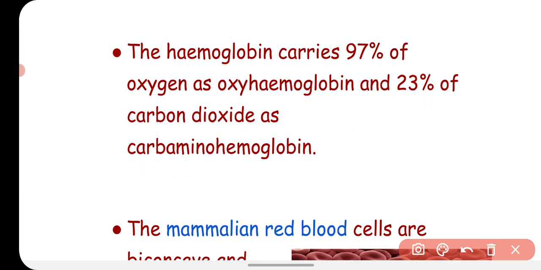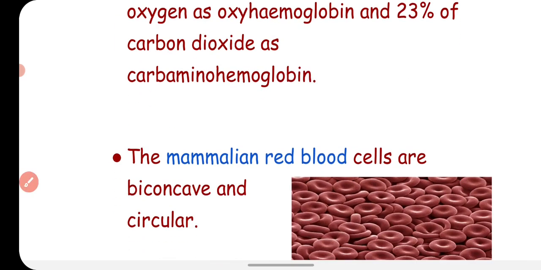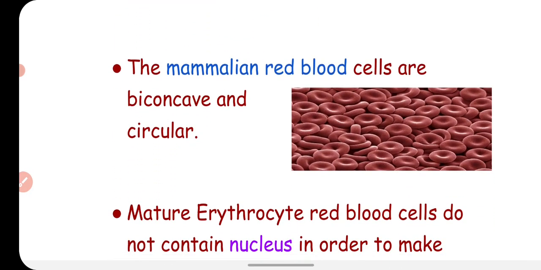When the hemoglobin combines with oxygen, it converts into oxyhemoglobin, and it carries 97% of oxygen in our body. When the hemoglobin is combined with carbon dioxide, then it is called carbaminohemoglobin. So the red blood cells are responsible to carry oxygen and carbon dioxide with the help of hemoglobin, which is the red iron containing pigment. Because of the hemoglobin, our blood looks reddish in color.